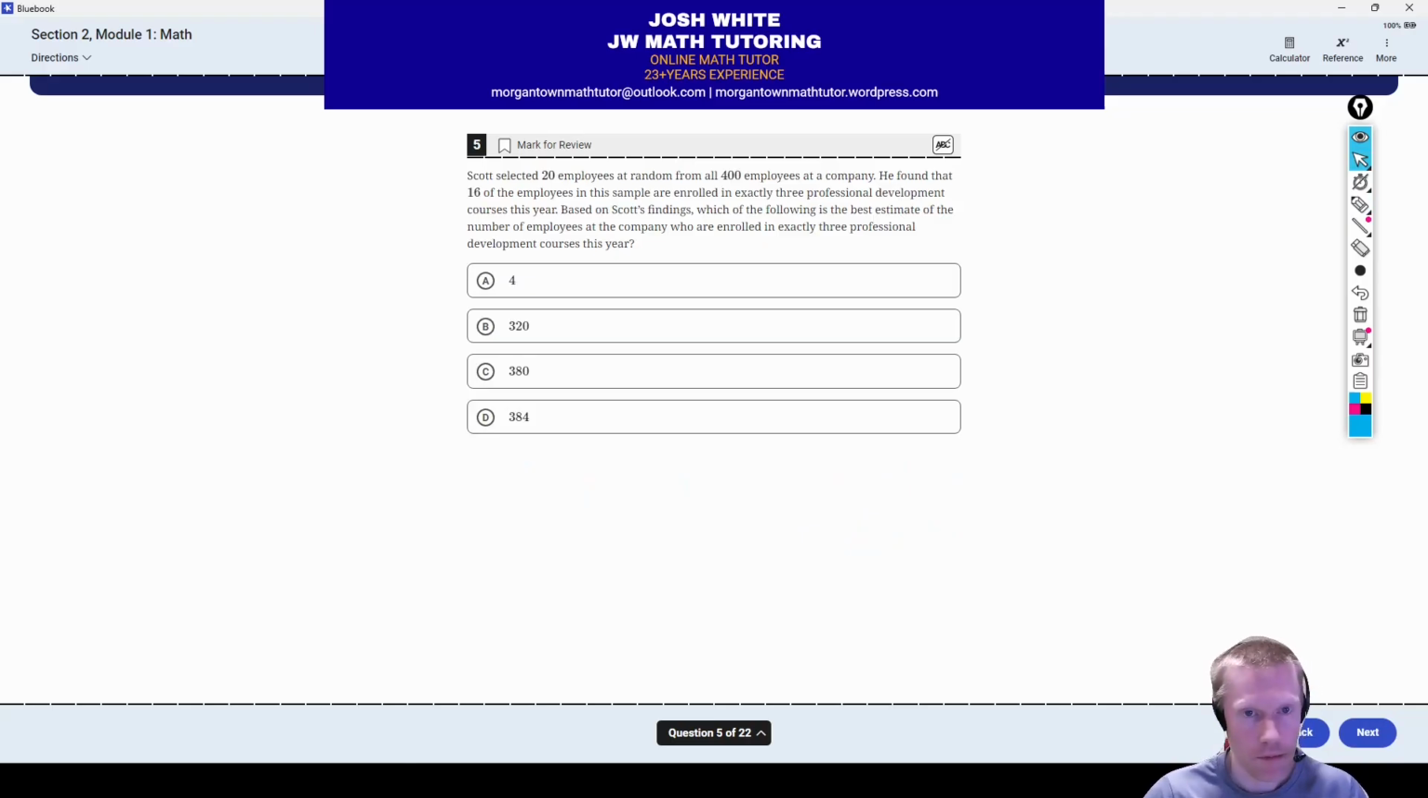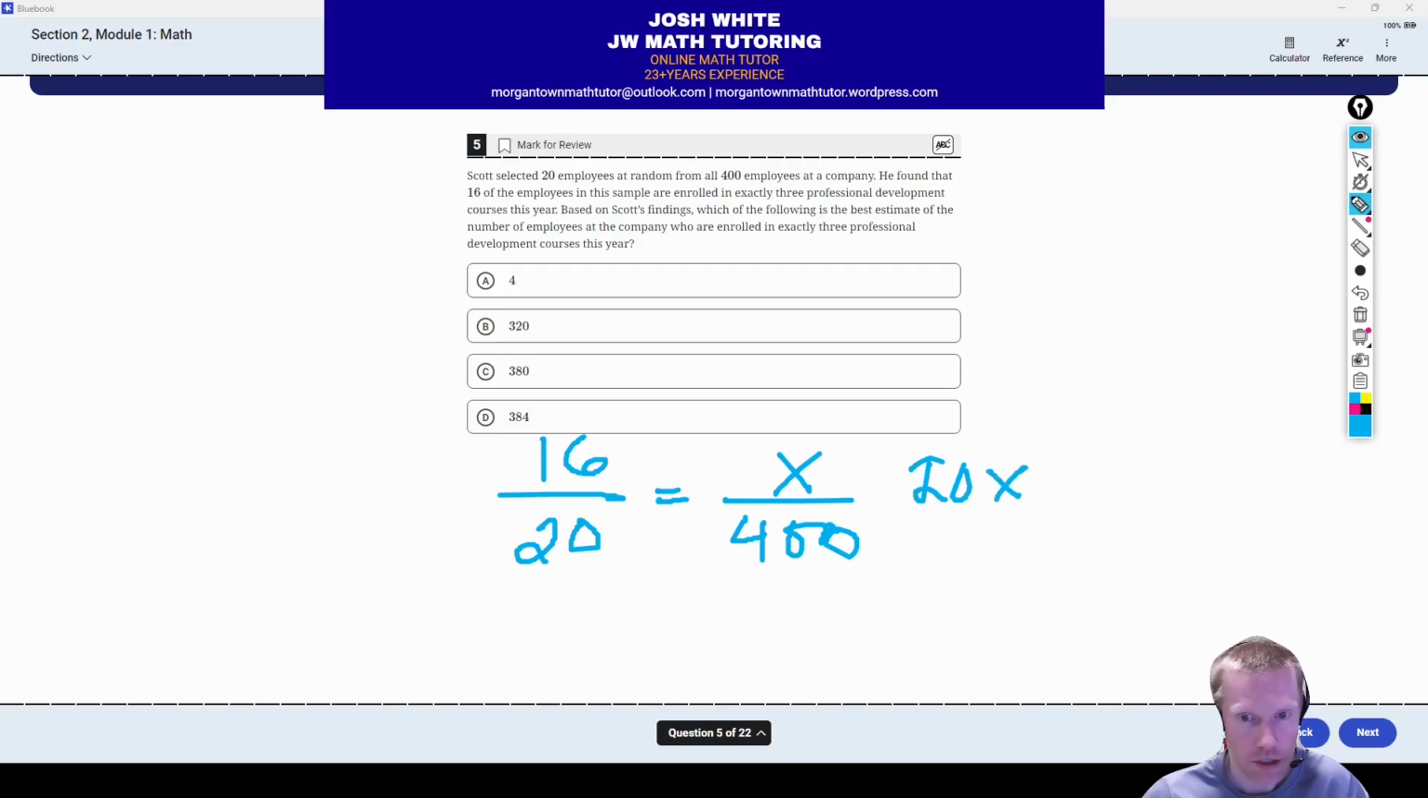All right, next up, problem number 5. In this problem, it's basically a proportion problem in that of this sample of 20, 16 of them are in exactly 3 professional development courses. And what you want to do is basically extrapolate that to what would the number be out of 400. So you just set up a basic proportion like this. 16 over 20 equals x over 400. So you could cross multiply and you get 20x is going to equal 6,400. X is just going to equal 320.